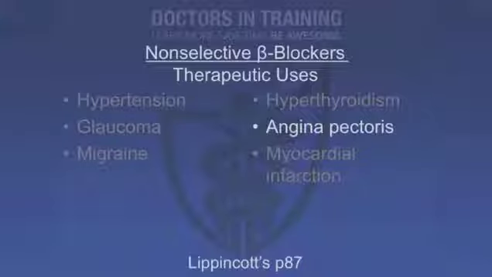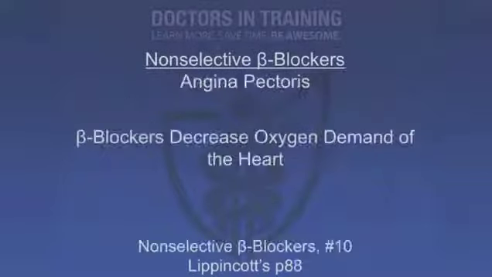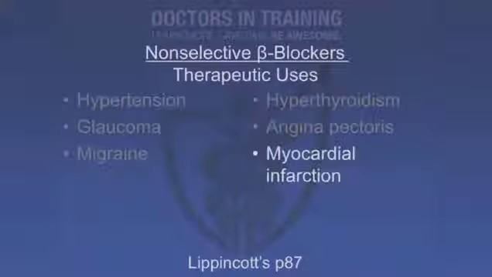Angina pectoris, so chest pain. So these beta blockers will decrease oxygen demand of the heart, and they can be used for chronic management and for acute treatment. And for myocardial infarctions, they can be cardioprotective. So you can give patients beta blockers, and it helps protect the heart. And it can be used prophylactically on patients who have had an MI, and by taking the beta blocker, you'll be less likely to have a second MI.